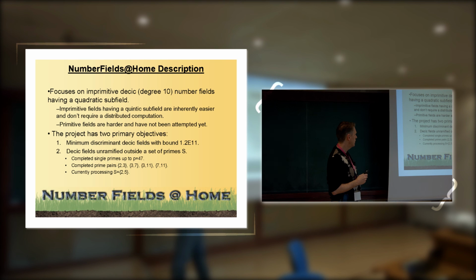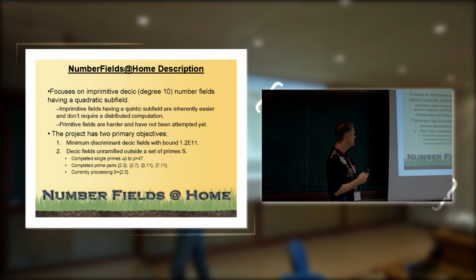A second objective are Dedekind fields that are unramified outside a particular set of primes. So what that means is it's ramified at primes in S, but it can be either or, right? It doesn't have to be every prime in the set. So for that search, so far we've completed all single primes up to 47.